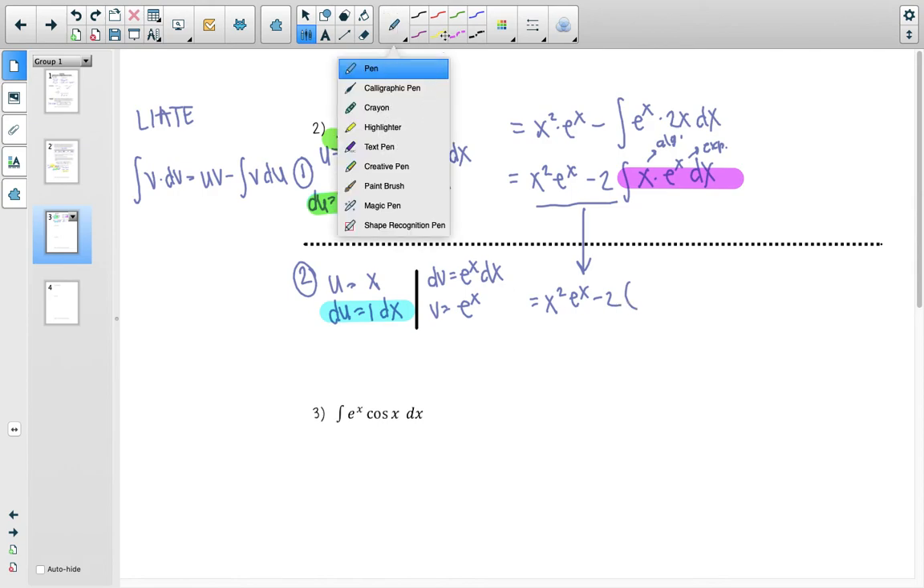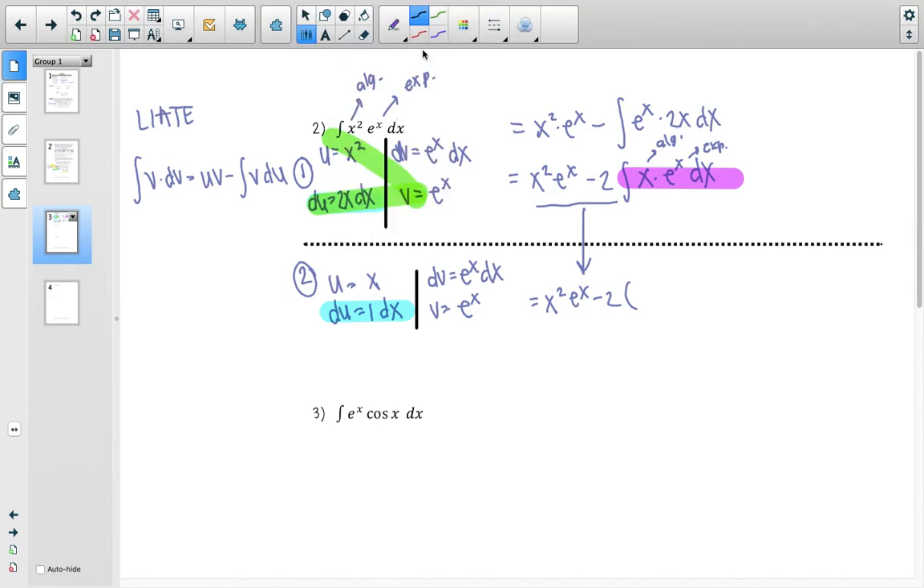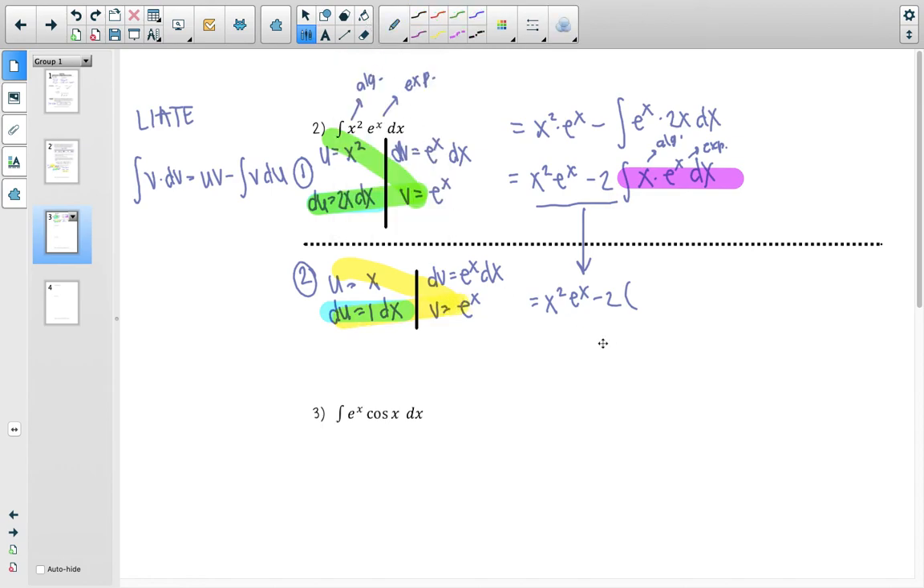And I'm going to make that, oops, highlighter. Wow. Yellow this time. So we go here. And then we go here. Okay. So we do x times e to the x minus the integral of e to the x. Don't need to write the 1, so I won't, dx. Okay, so we're good. We can do this.